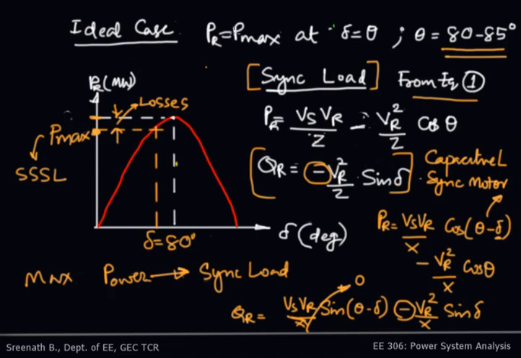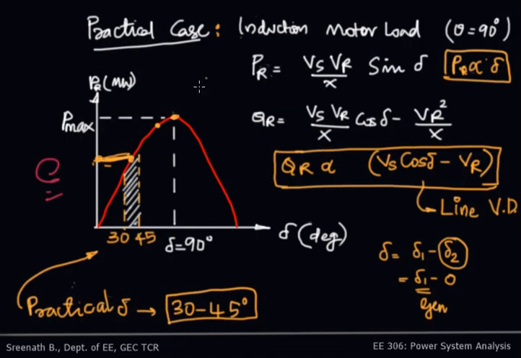So again, once you go for an induction motor, generally you operate the system at a delta of 30 to 45 degrees. This is the general operating range of delta, and this is done in order to provide some room for absorbing the transients in the system. So in the next class we'll see how these transients happen in the system, and we'll analyze transient stability in a detailed manner using this power angle curve. Okay, so with this we have come to the end of this lecture.